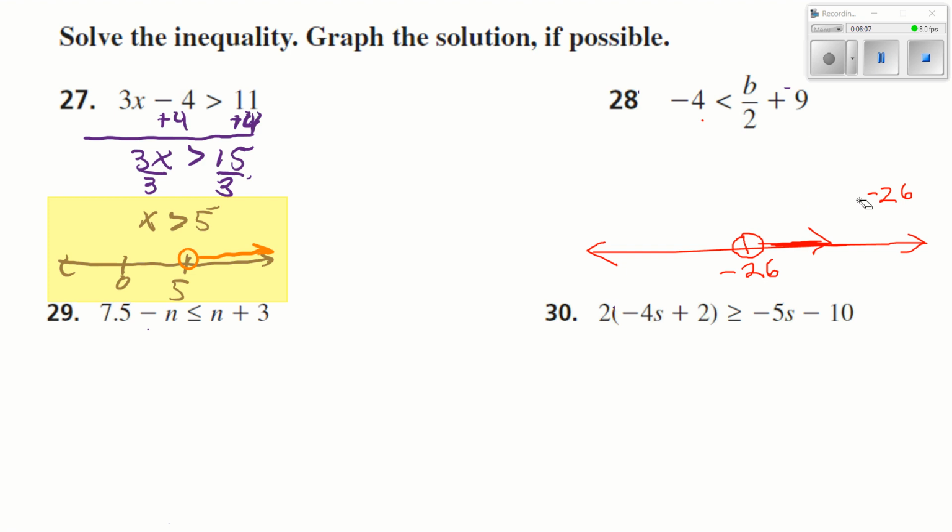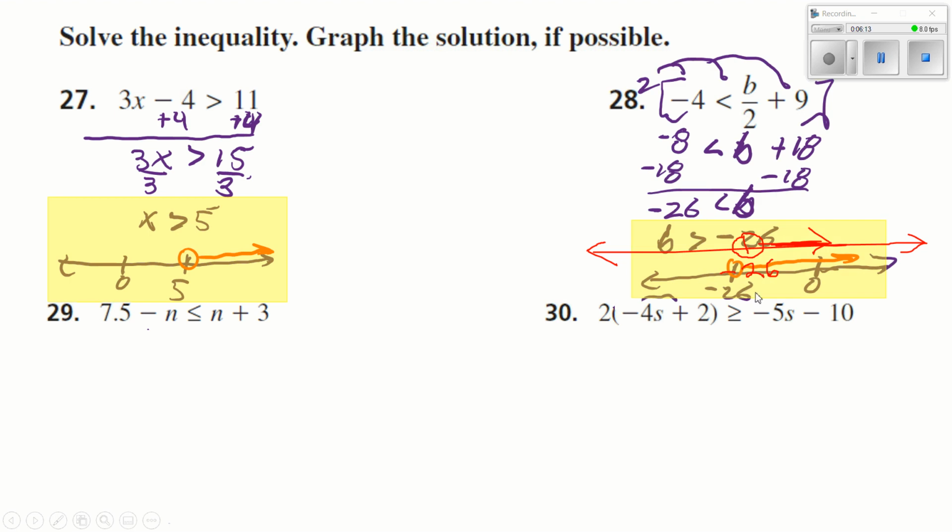As you will see, you're going to get the same answer. And there it is, negative 26, and the arrow is pointing to all the numbers bigger.